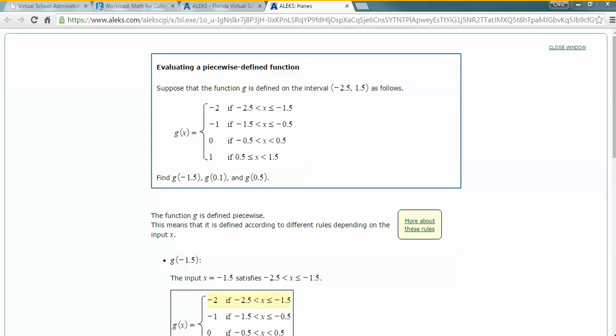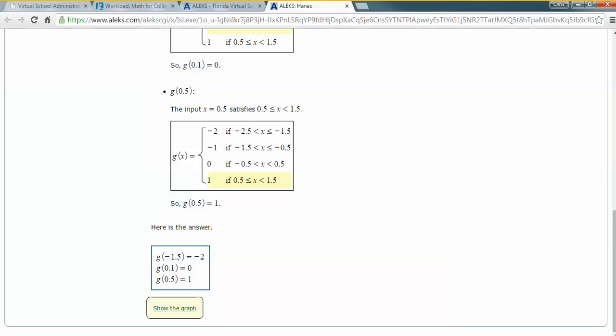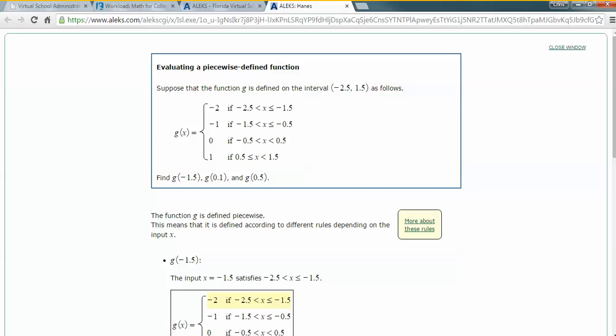So here's what we're going to do. Since we're using -1.5, we're going to use this top inequality. And what is our output? Our output is -2. So if we were to scroll down to the answer here, g of -1.5 is equal to -2. Again, let me show you that. Since we use -1.5 and determine that it goes in this top one, then our output is going to be the -2. All right, so let's look at the next one.